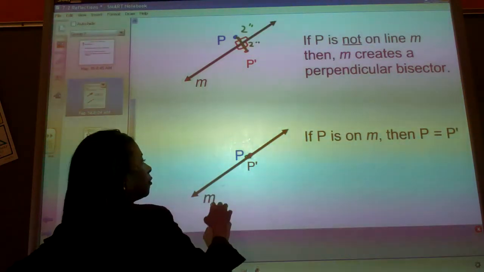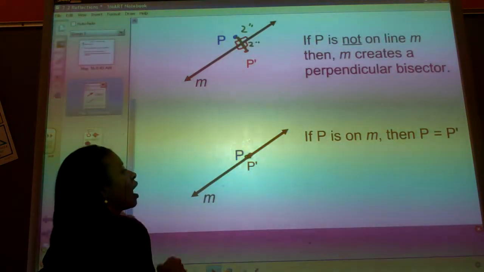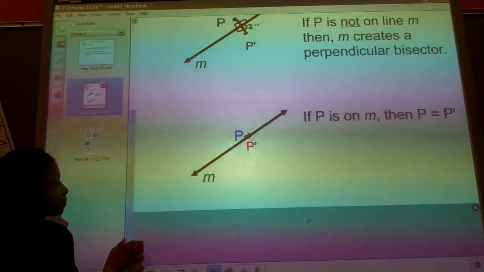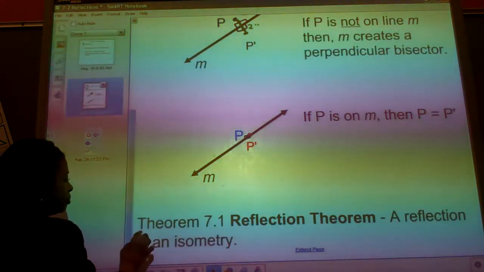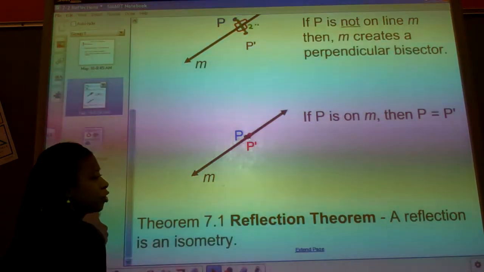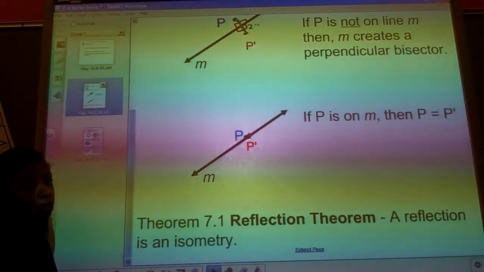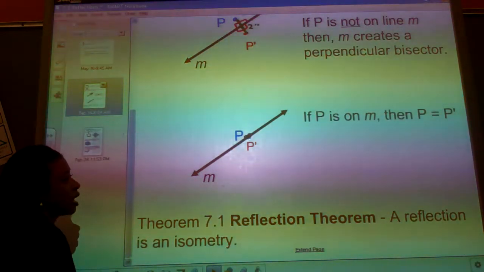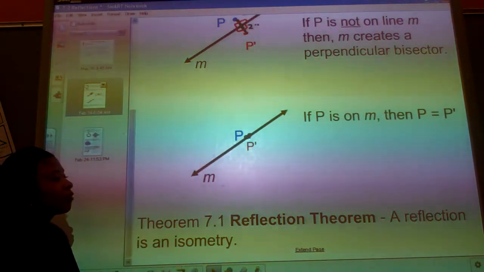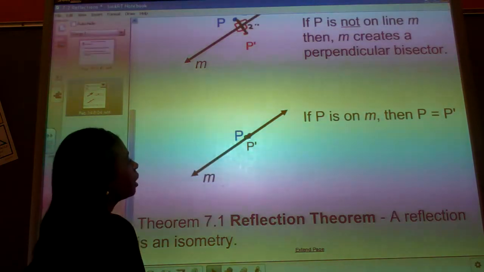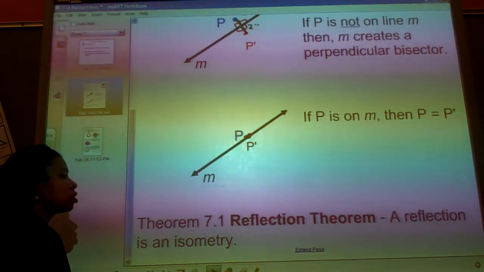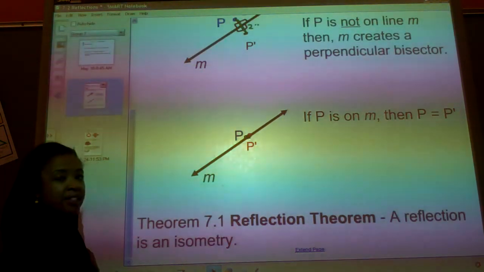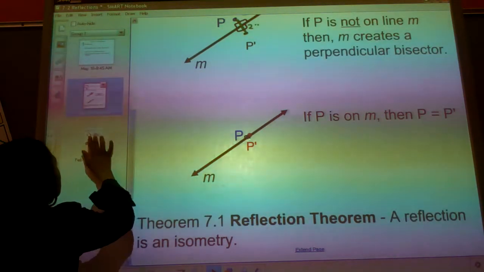If and only if the original point lies on the line, then the image will also be in the same place as the pre-image. Okay? Now, 7-1 deals with the reflection theorem. A reflection is isometric. They have isometry. And we talked about in the 7-1 video, isometry means same size, same shape, same length, same everything, it's just in a different location generally. That's it. So the reflection theorem says a reflection, that type of transformation, is going to be isometric, or has isometry.